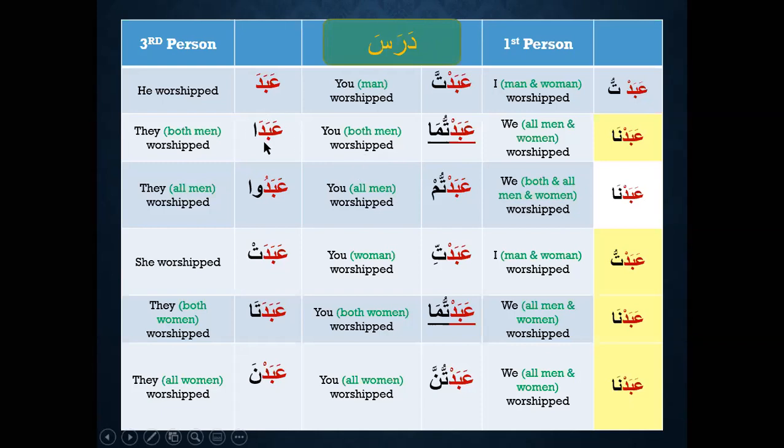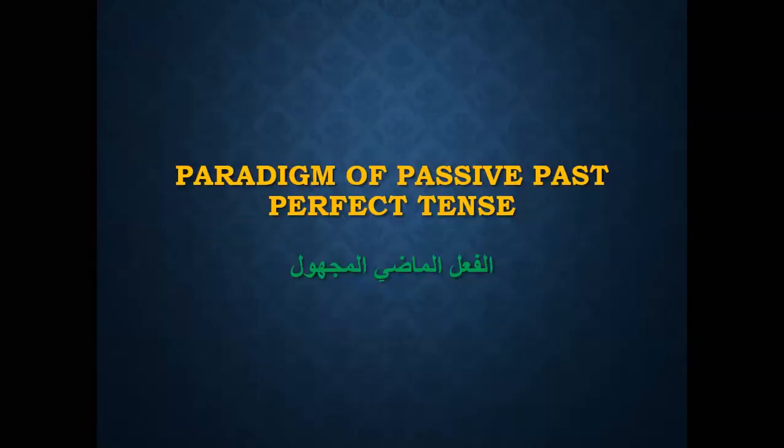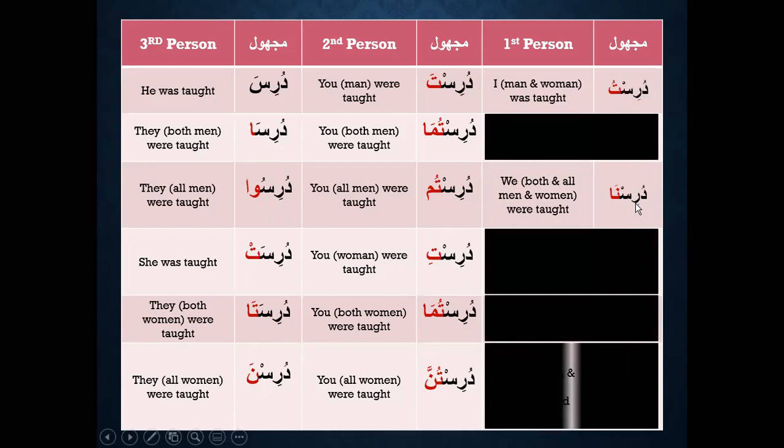Let's do darasa: darasa, darasu, darasat, darasata, darasna. Darasta, darastuma, darastum, darasti, darastuma, darastunna, darastu, darasna. Obviously, you don't have to use these. We've already done the majhul form, which is the passive voice. So durisa, durisu, durisat, durisata, durisna, durista, duristuma, duristum, duristi, duristuma, duristunna, duristu, durisna. Again, these categories do not exist.